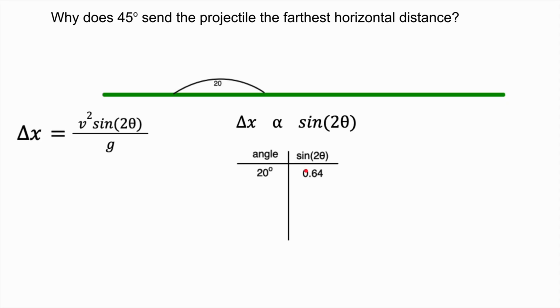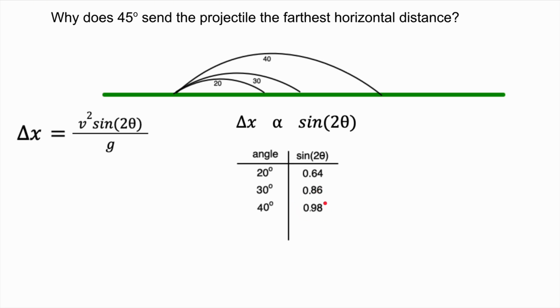So basically I'm going to multiply this by 0.64 to find out how far it goes. If I increase it to 30, I get 0.86. Now notice, this is bigger than this, so if I multiply this here by a larger value, it's going to go further. If I increase it to 40, it gets even bigger.